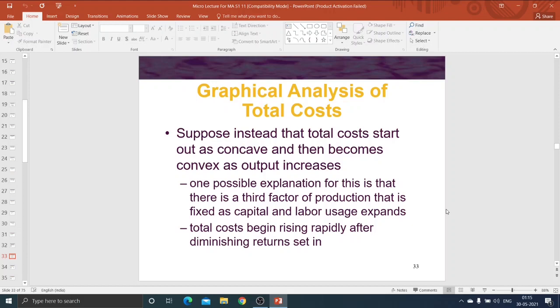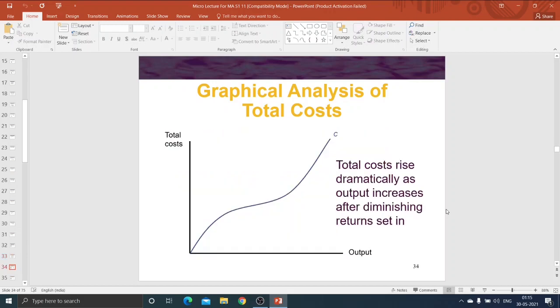So graphical analysis of the total cost also gives you a couple of points. Suppose that total cost starts out as concave and then becomes convex as output increases. One possible explanation for this is that there is a third factor of production that is fixed as capital and labor usages expand. So total costs begin rising rapidly after diminishing return sets in. This is the graphic of what we talked about.